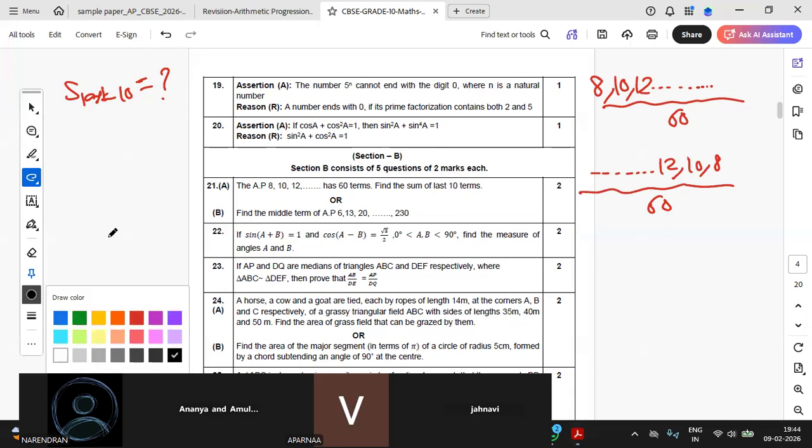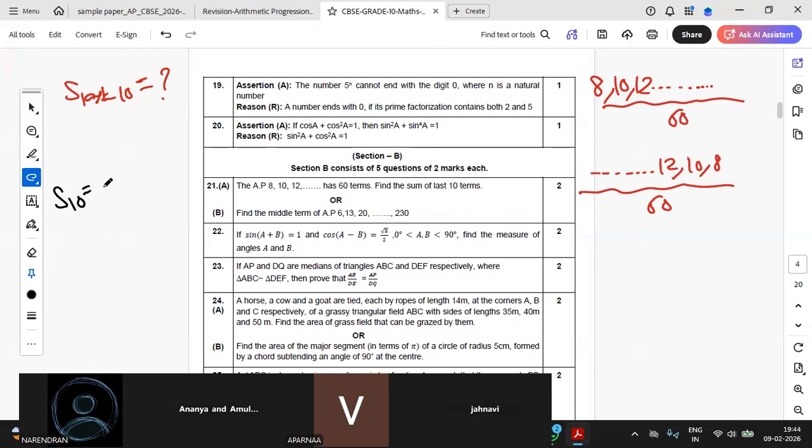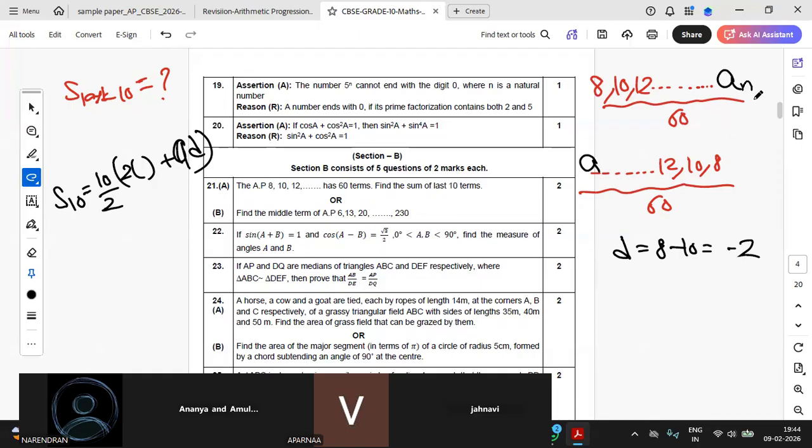I'll use black color. S of 10 equals n by 2 into 2a plus 9 into d. I want a, I don't have a. I want d, I have d: 8 minus 10, minus 2. Student, I don't have a, but what will be a? The a will be a_n here. I just reversed it. A will be a_n. Can't you find a_n in the first series? You can very well find.